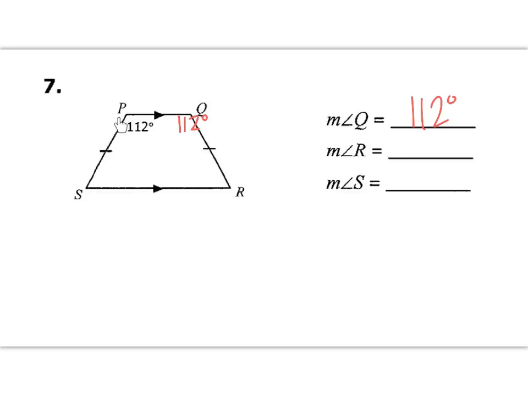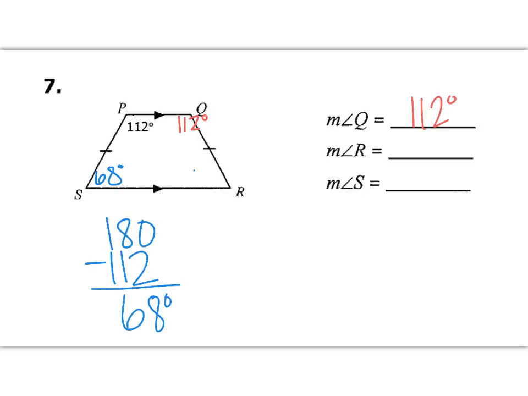Then we know that P and S are consecutive, therefore they're supplementary, as well as Q and R are also consecutive and supplementary. So to find S and R, all we need to do is say 180 minus 112. And we get 68 degrees. So the measure of angle S is 68, measure of angle R is 68 as well. So as long as you know those properties and you're able to identify whether it's a non-isosceles trapezoid or an isosceles trapezoid, finding those missing measures is a breeze.